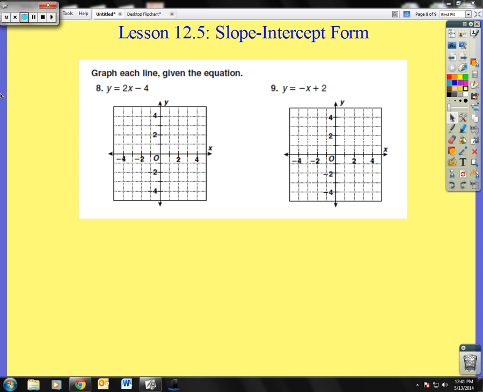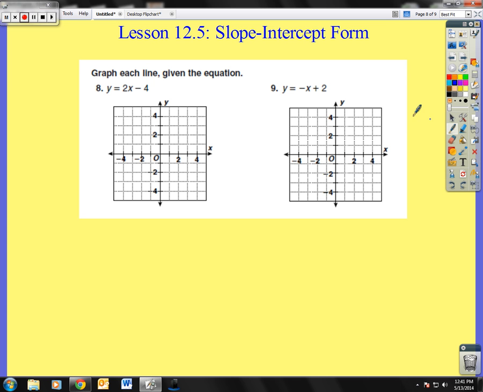Giomini. Want to come to the review for Slope-Intercept Form. How to use Slope-Intercept Form to graph a line on a coordinate grid, and also how to then find the slope when you're given two sets of ordered pairs. So let's take a look first at 8 and 9 here. These are from one of your practice pages.